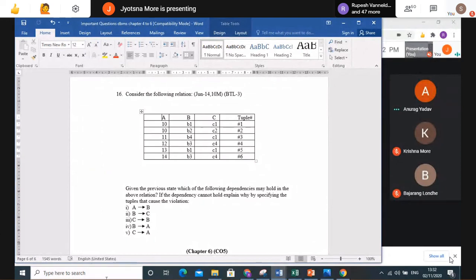Next is C determines A. Anyone? Ma'am, does not exist. Swaraj, you go ahead because I want new people. Ma'am, because C1 is 10. Give me the tuple number. Tuple 1 and 3, and 5. Correct. So tuples 1, 3, and 5 as well as tuples 4 and 6 also, right? Yes, ma'am. Correct. So everyone got the answer for this simple type of question.